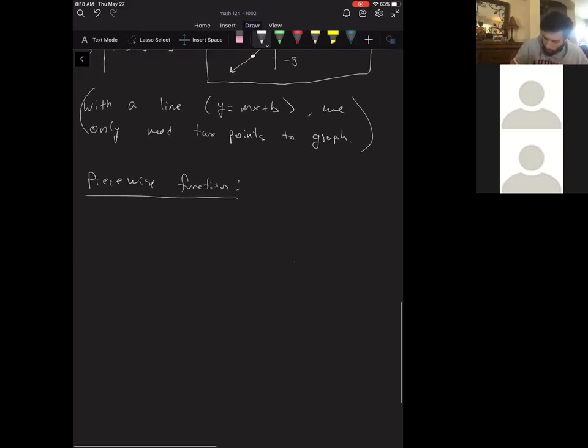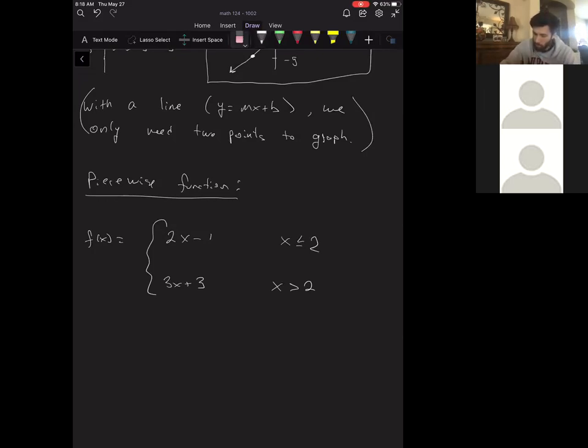So a piecewise function is written like this. Let's just make one up real quick. There's a brace or a bracket, and we'll have several equations on the inside. So maybe we have 2x minus 1, and then there's going to be a condition. Actually, let's say x is less than or equal to 2. And then maybe 3x plus 3, x is going to be bigger than 2. So what this is telling us is that when we want to plug in an x value less than or equal to 2, we have to use this top equation. When we want to plug in an x value bigger than 2, we're going to use this bottom equation.